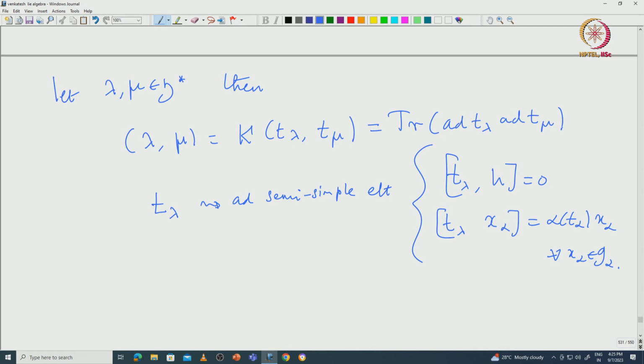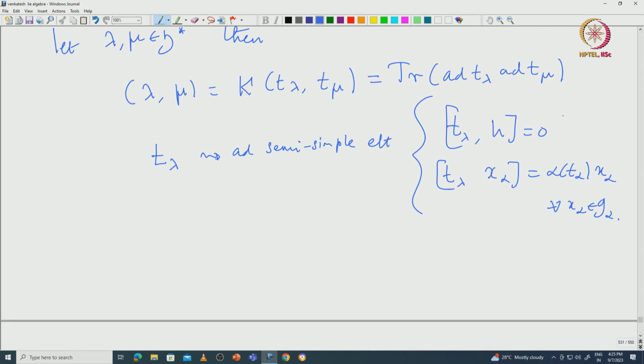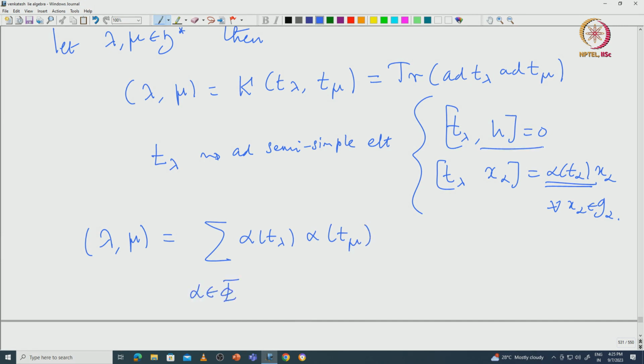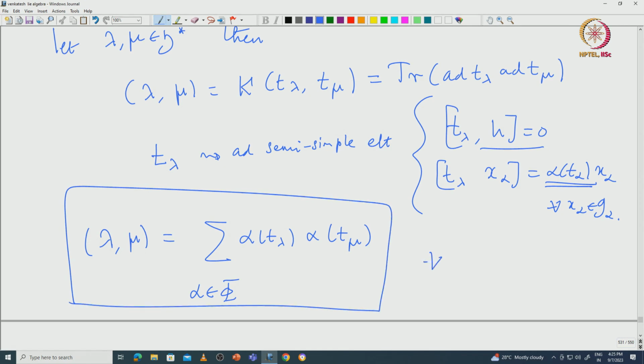Since ad T lambda and ad T mu both are semisimple elements acting on this G, these are all the eigenvalues that are given. So, that shows that if you compute this (lambda, mu), it is going to be exactly equal to the summation of alpha of T lambda times alpha of T mu over alpha in phi. Okay, because on H it is 0. So, only on G alpha it will act as alpha of T lambda times alpha of T mu. So, this is the formula we have for all lambda, mu inside H star.